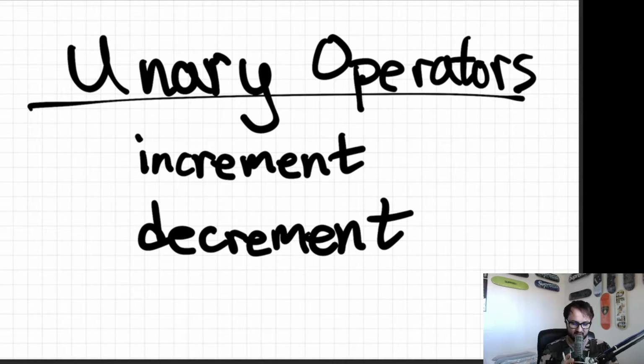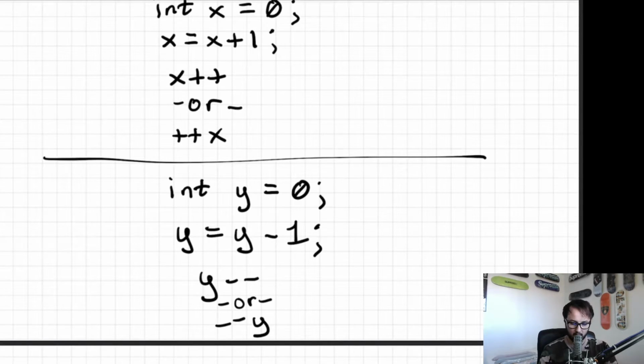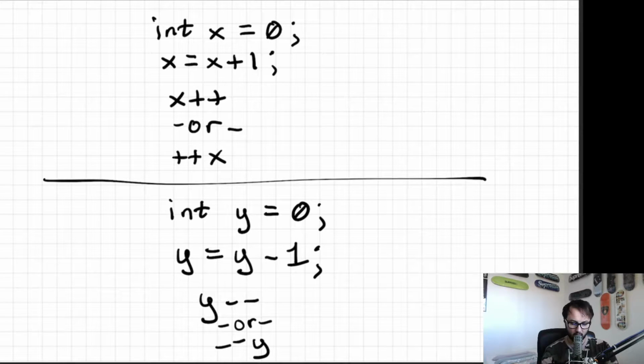So now let's talk about a couple of unary operators, and more specifically the increment and decrement operators. So we could do something where we create a variable called x and initialize it to zero, and then we add one to that and save it.